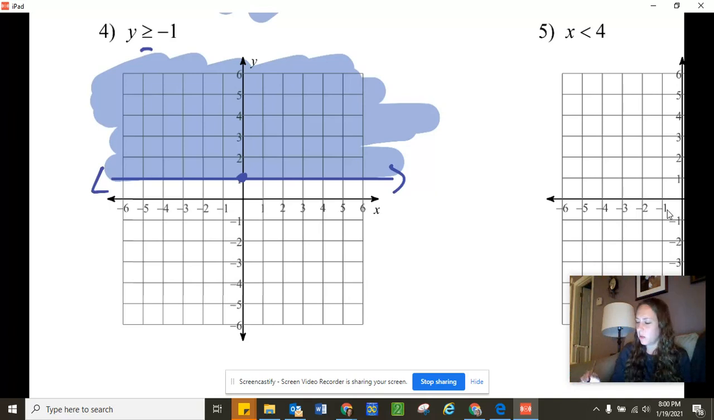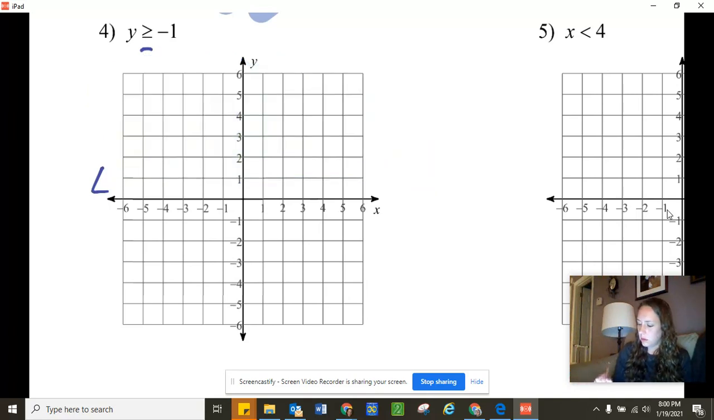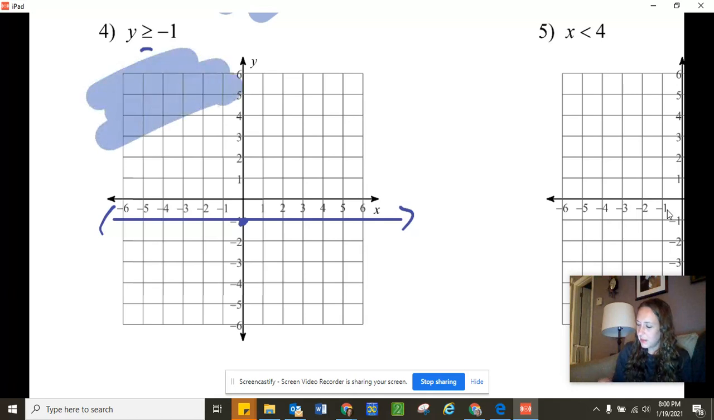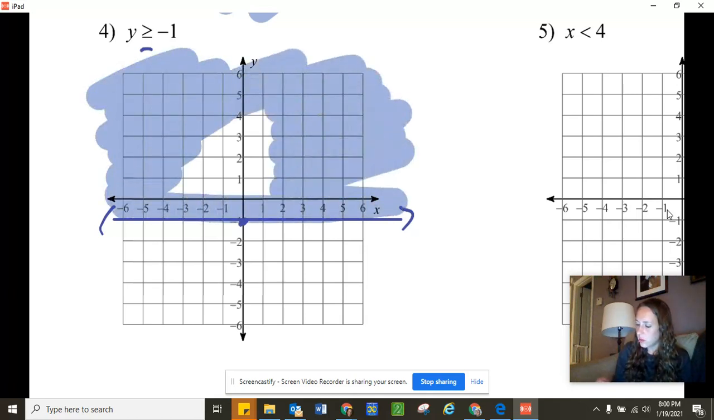Oh, crap, negative 1. Oops. I did 1. It's supposed to be down here. There we go. But everything else was the same. I just messed up on that. Sorry. Okay. There we go.